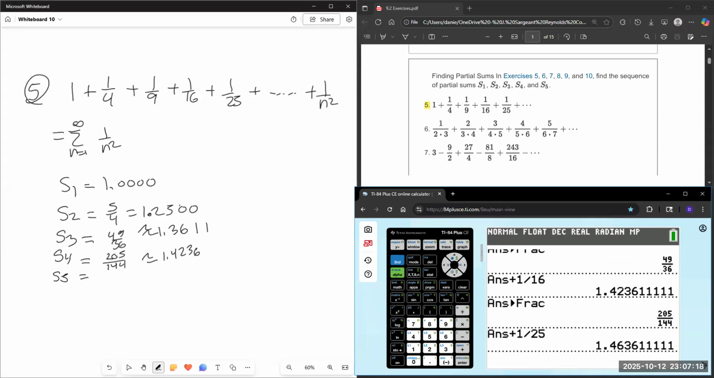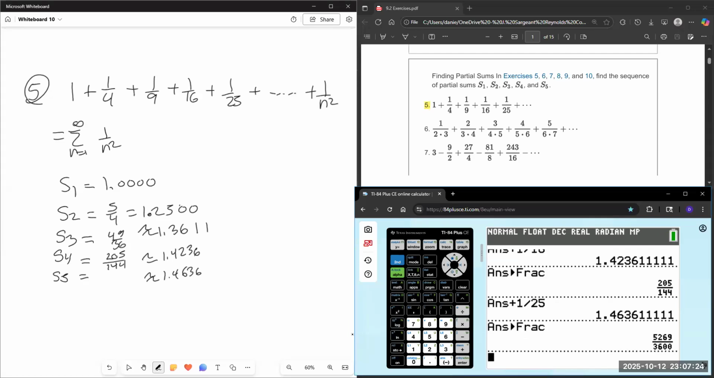which is approximately 1.4636, and I'll change that to a fraction. It's 5269 over 3,600. So there's my exact answers for my partial sums, and there's my approximate answers for my partial sums.